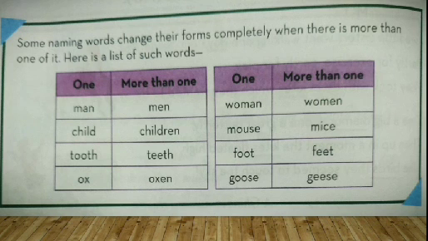But there are some forms of nouns, some naming words, in which the S or ES or VES techniques do not work. In this case, the word completely changes. Man changes to men, child changes to children, tooth becomes teeth, ox becomes oxen. These are also some examples, so please go through this table too. This will be for your singular and plural nouns.